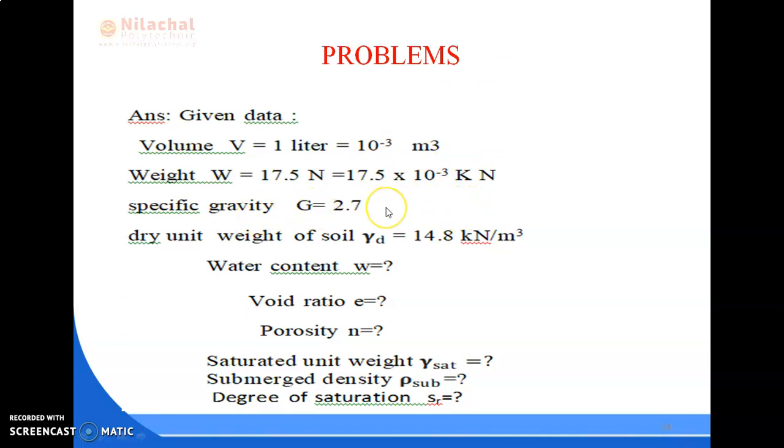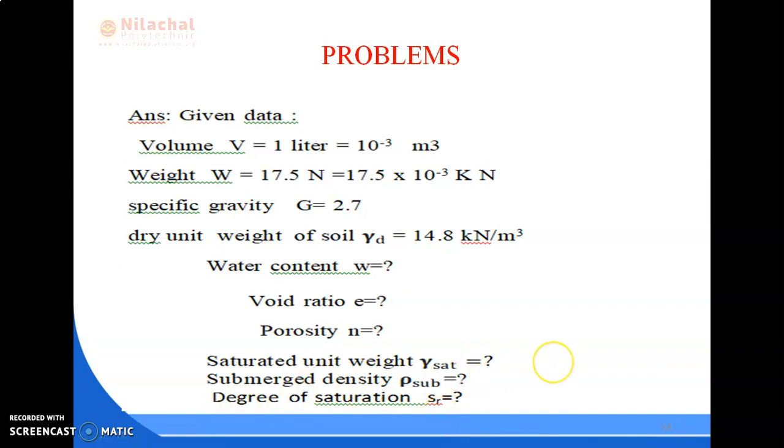Specific gravity G equal to 2.7. Dry unit weight of soil gamma D equal to 14.8 kilonewton per meter cube. So this much is given, 4 things are given. Water content W equal to question mark. Void ratio e equal to question mark. Porosity n equal to question mark. Saturated unit weight gamma sat equal to question mark. Submerged density rho sub equal to question mark. And the last one, degree of saturation Sr equal to question mark.